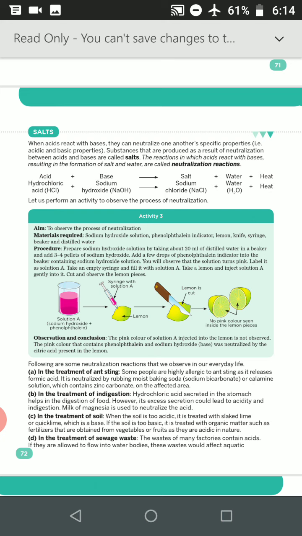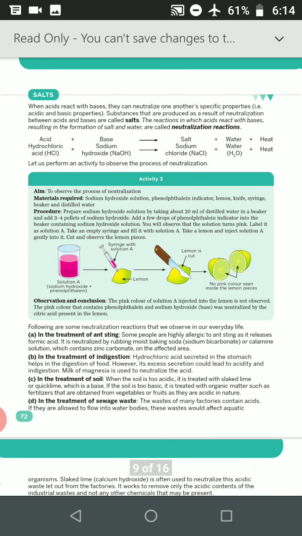Now you will observe the solution has turned pink. Label it as solution A. Take an empty syringe and fill it with solution A. Take the lemon and inject solution A gently into it. Now cut and observe the lemon pieces.